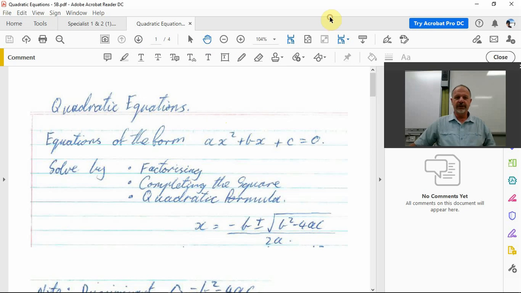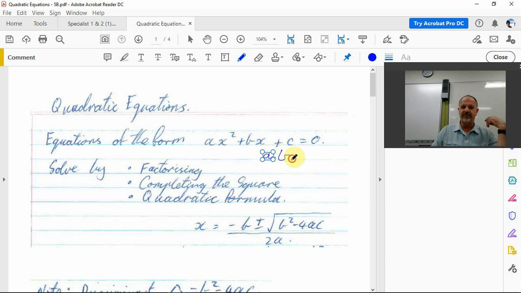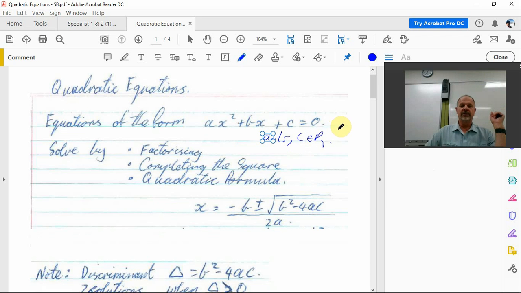All right. So today what we're doing is just a reminder of something that you've done a bit of before, and that's quadratic equations. So the general form of a quadratic equation is this one here, ax squared plus bx plus c, where of course a, b and c are real numbers. All right. So they're the coefficients, and so then we solve these equations.